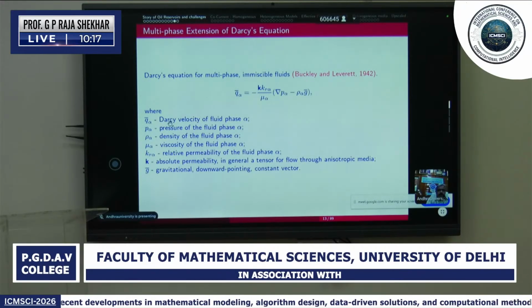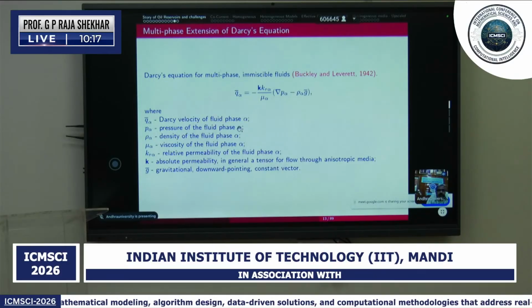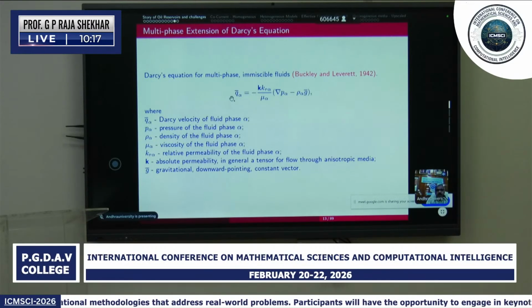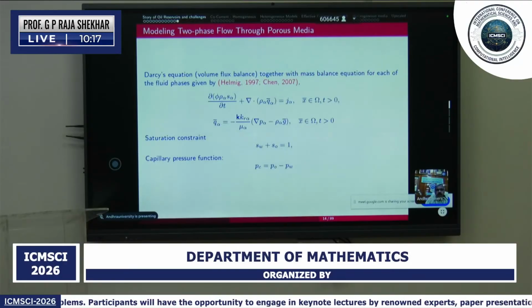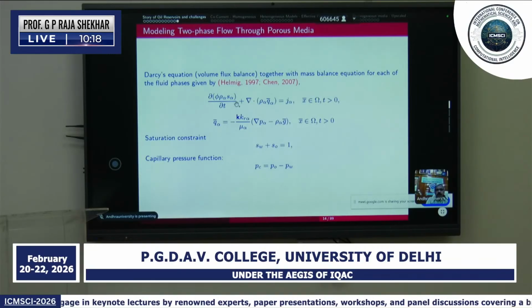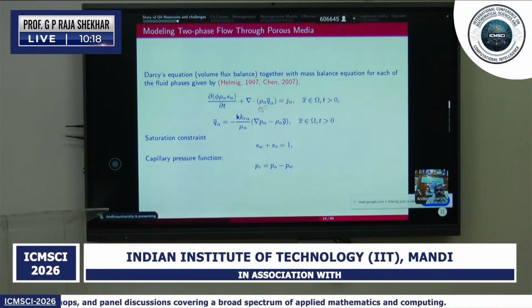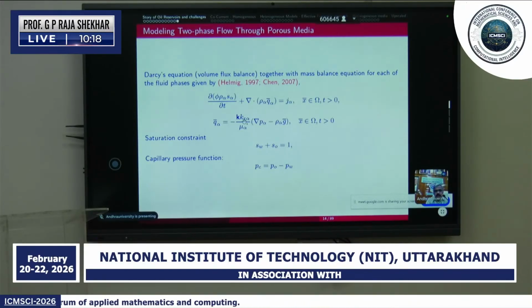So this is the Darcy velocity, the pressure of the fluid phase or the pressure of the water phase, density, then viscosity, relative permeability, absolute permeability, and gravitation. So this is a typical Darcy's equation, which is equivalent to Fick's law of diffusion or Fourier's. Then you need a typical mass balance, called the equation of continuity. The right hand side is if you have some sources or sinks, this is the local rate of change, and this is the total mass flux. These two equations are the typical governing equations, which will be written for each of the phases.